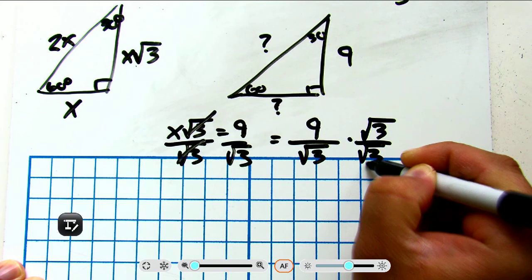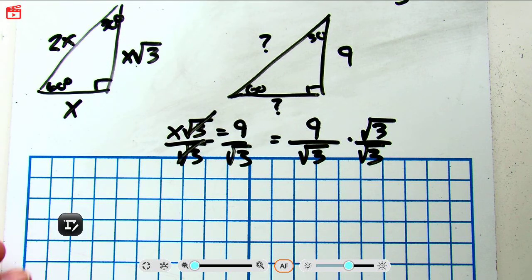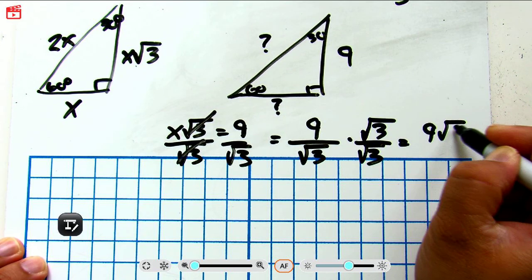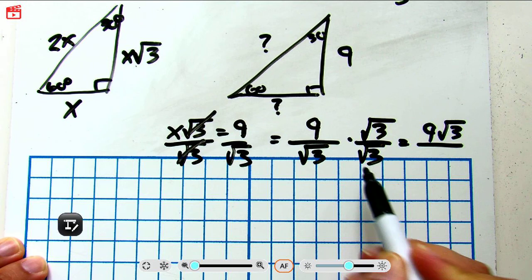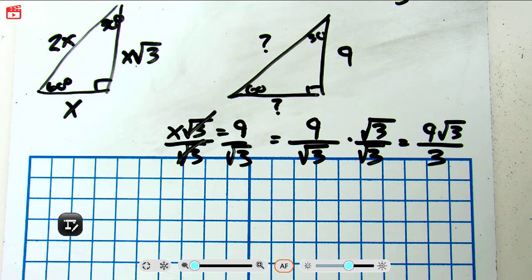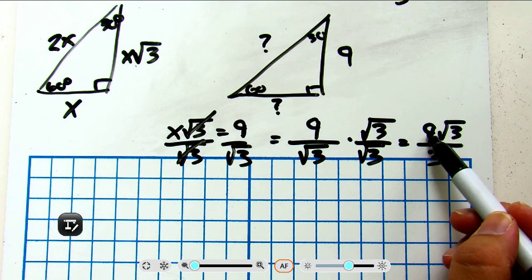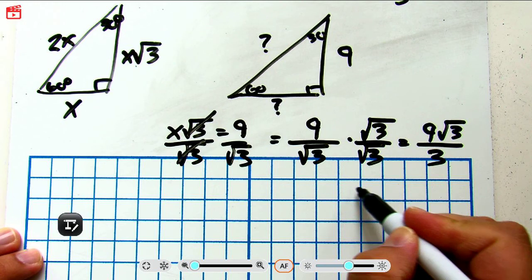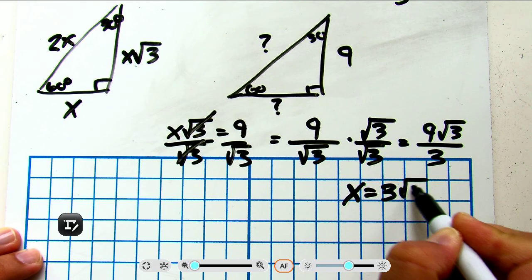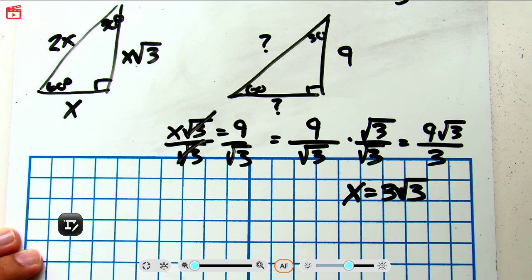Now, square root 3 times square root 3 is 3. 9 and 3 can reduce, so 9 divided by 3 becomes 3 square root 3. So if x is 3 square root 3, I know my short leg is going to be 3 square root 3.